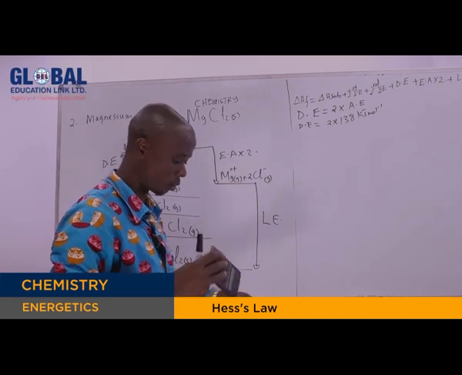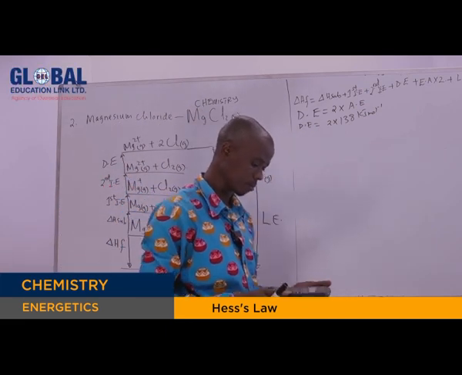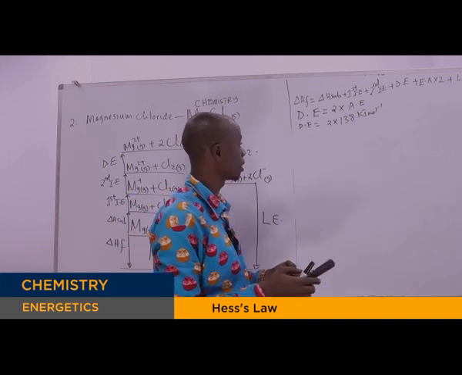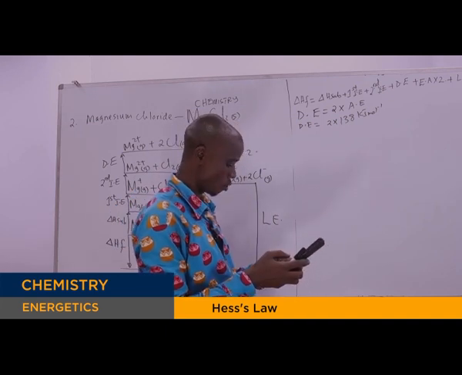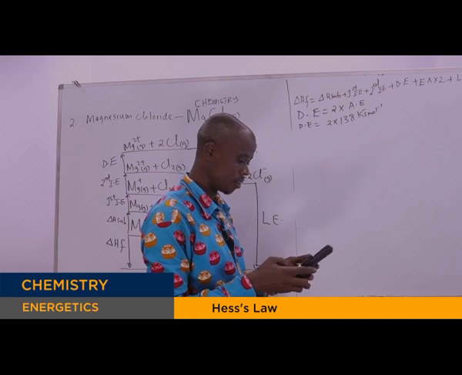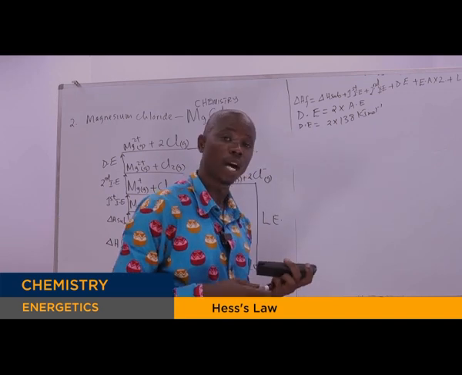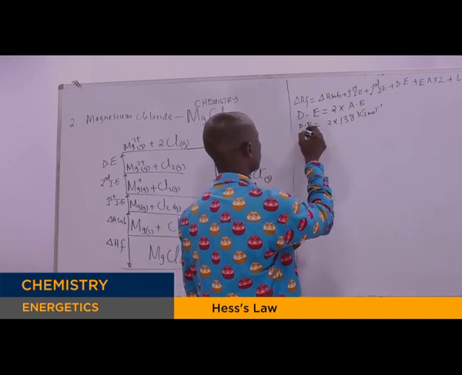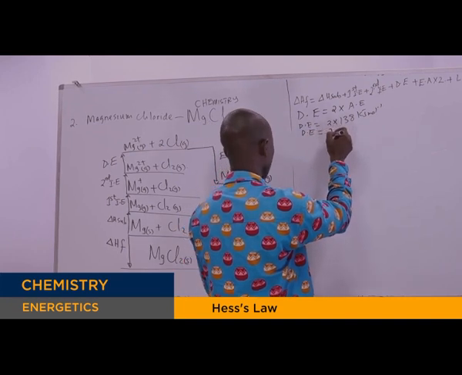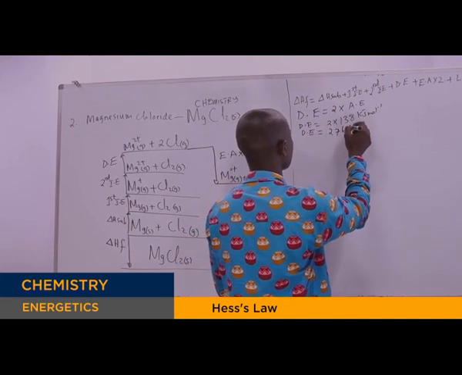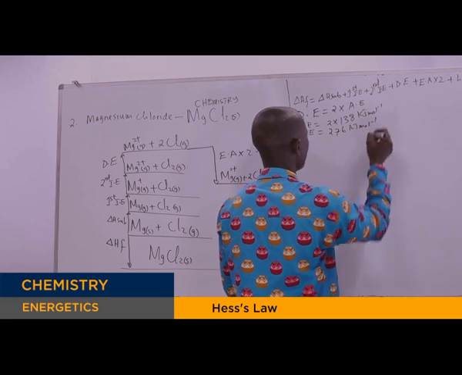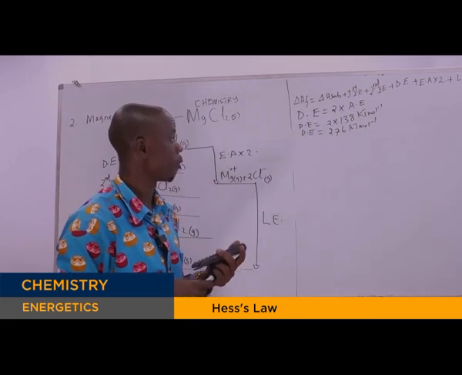I'm sure that you have the calculator. Hope you're following this program. Now, when you take your calculator, you take 2 times 138, you're going to get 276. So dissociation energy will be equal to 276 kilojoules per mole. That is number one.